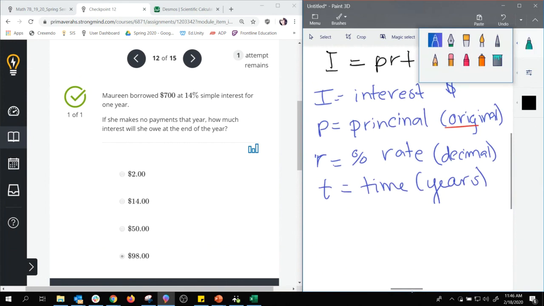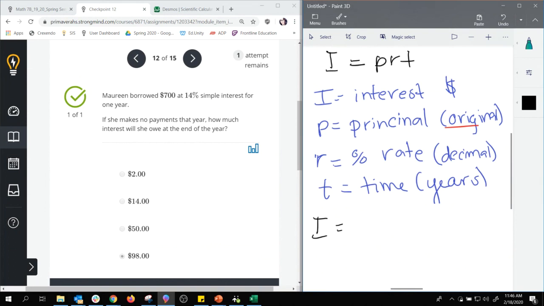All right. So she borrowed $700, right? Is that the original amount of money that she borrowed? Yes, which means 700 would be my principal. Her simple interest rate is 14%. Remember, we need to change that to a decimal. 14% as a decimal is 0.14. Perfect. And how many years has she not made her payments? 1 year, it says simple interest for 1 year. So I'm going to multiply this by 1.